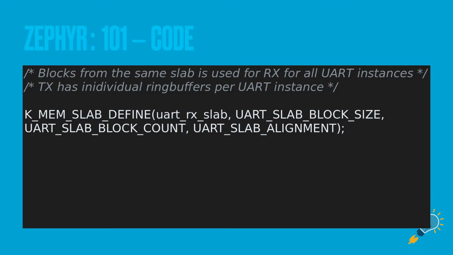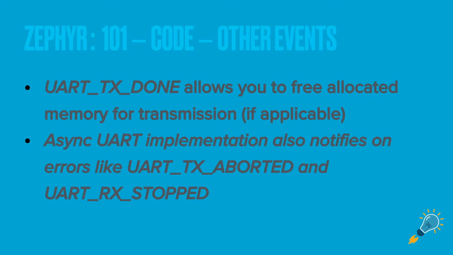This is at the top of that file, the usage. You're creating this UART RX slab. There's a block size, a block count, and alignment. You're creating this block of memory that you can use for receiving UART events. And when you run out, you run out. So the idea is that you process everything as fast as possible to make sure you're not going to overuse or run out of memory.